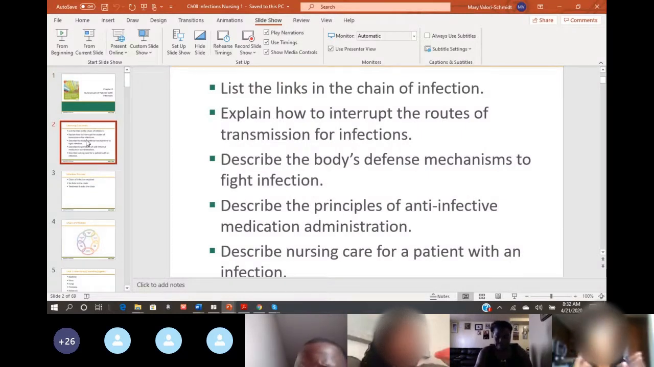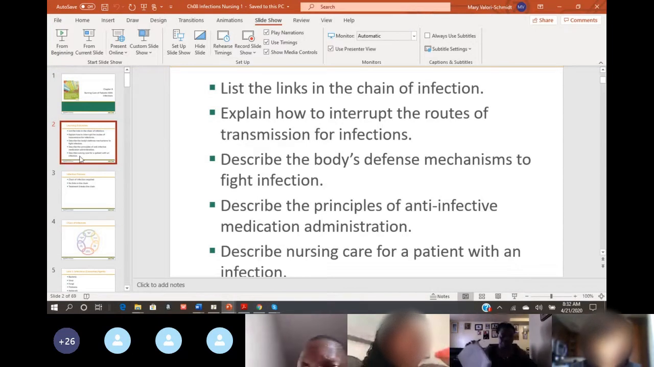You must know the chain of infection, and I'm going to explain the chain of infection. And you have to be able to understand and explain how to interrupt the routes of transmission. We're going to go over specific transmission-based precautions. We're going to talk about your defense mechanisms, the principles of anti-infective medications, and what you have to do. What is your job as a nurse caring for a patient with an infection?